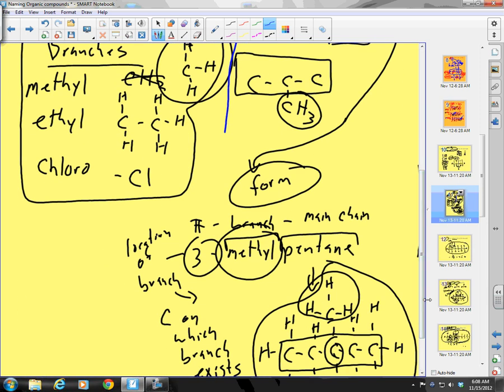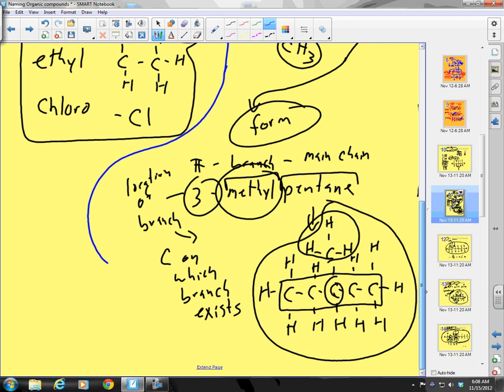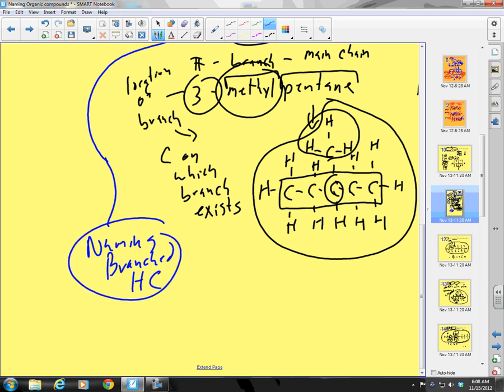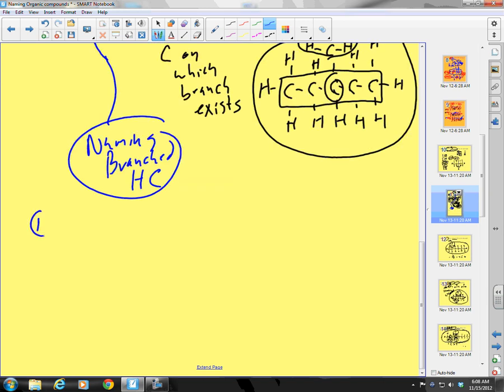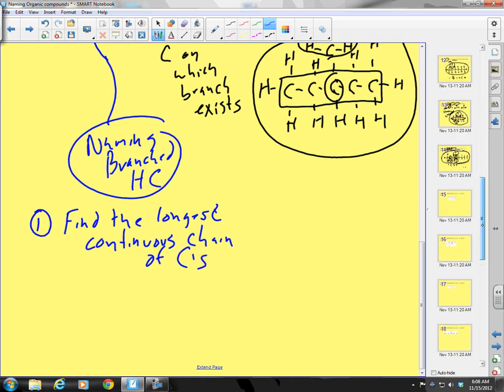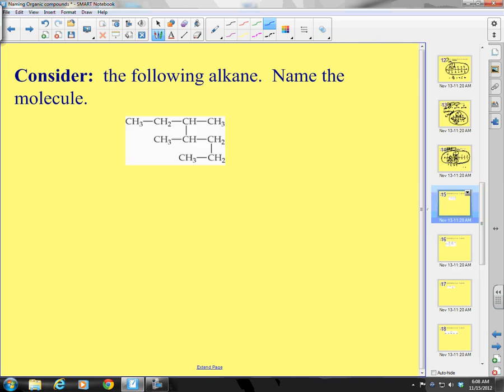Naming branched hydrocarbons. Okay, it's not difficult, but I'll give you the process. Number 1, find the longest continuous chain of carbons.